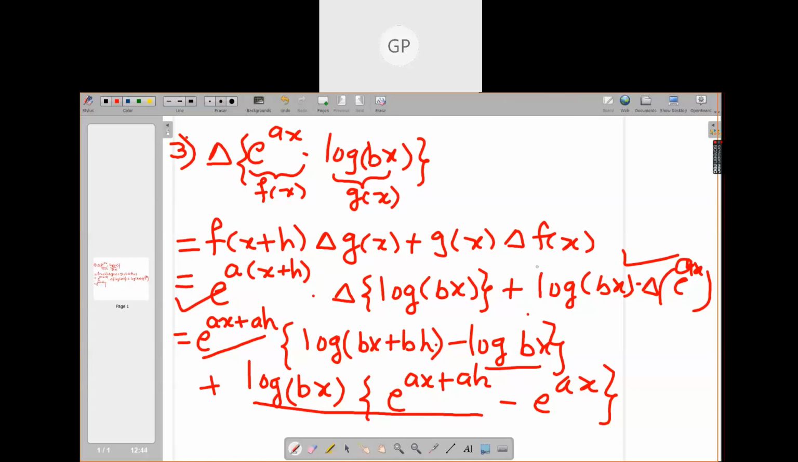So that will get cancelled and you are left with e raised to ax plus ah into log of bx plus bh minus e raised to ax log bx. So you can further simplify that if you want.